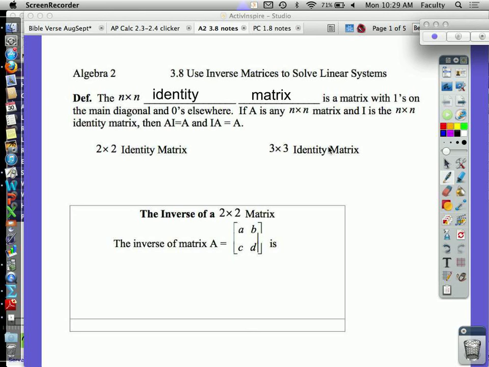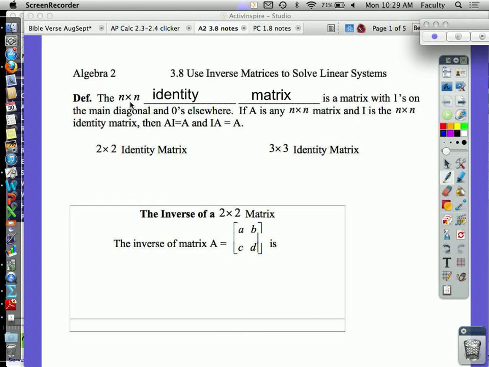3.8. The n by n identity matrix is a matrix with ones on the main diagonal and zeros elsewhere. Now let's pause here a moment because they've mentioned an n by n matrix. That means the number of rows and the number of columns are the same. So an identity matrix has to be n by n. What's another word for an n by n? Square matrix. That's right.